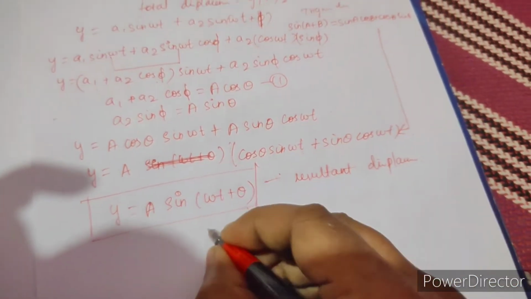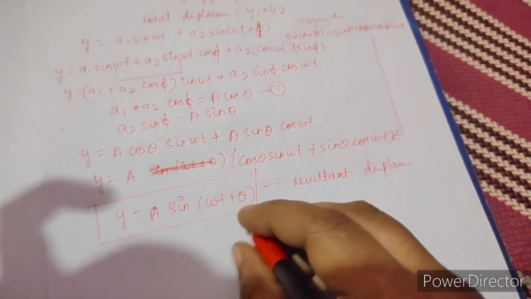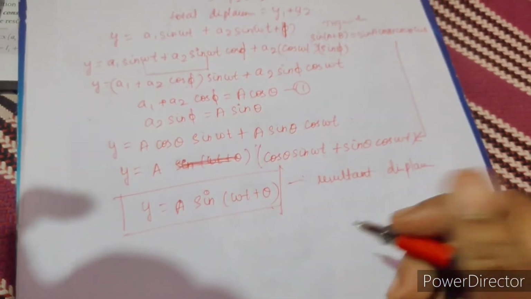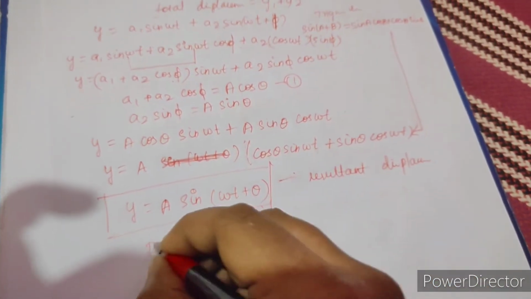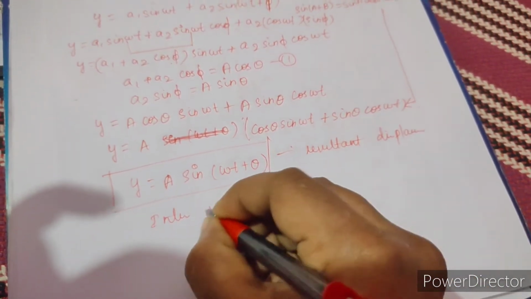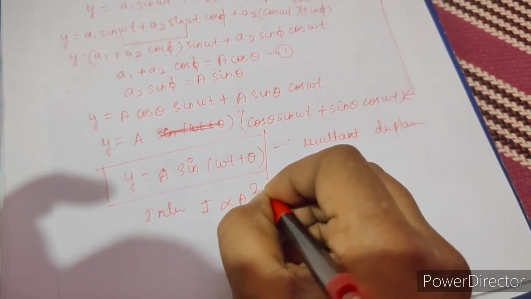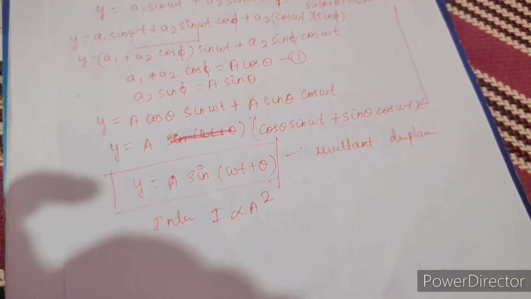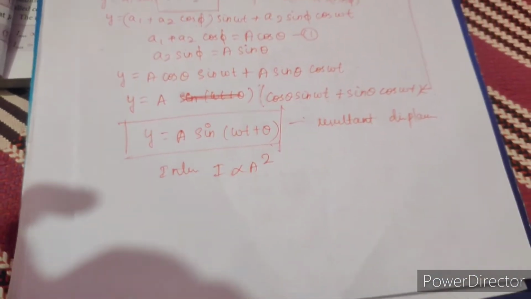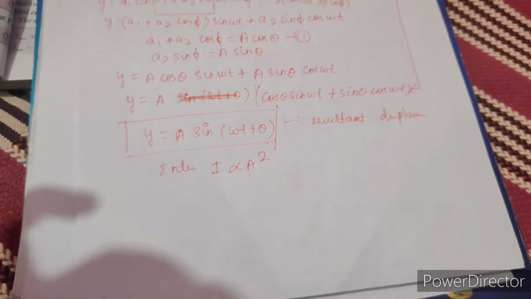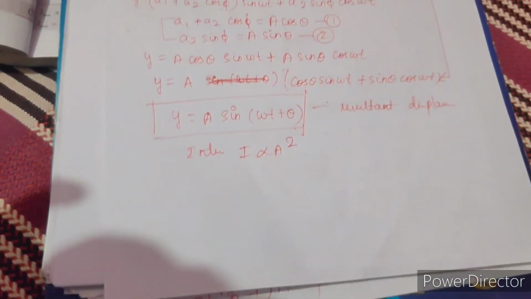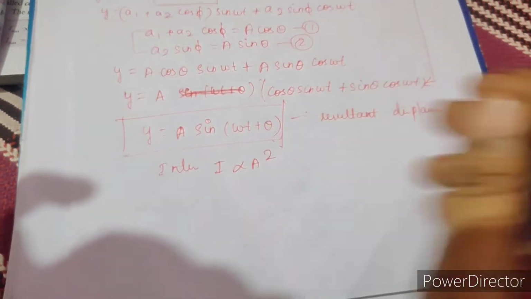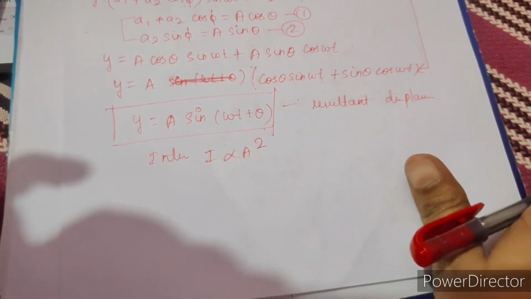And we are going to find the intensity I. The intensity formula is I is directly proportional to A squared, which means the intensity is directly proportional to the amplitude squared. So we have the amplitude relation here, these two relations, equation 1 and equation 2. We are going to add these two relations.